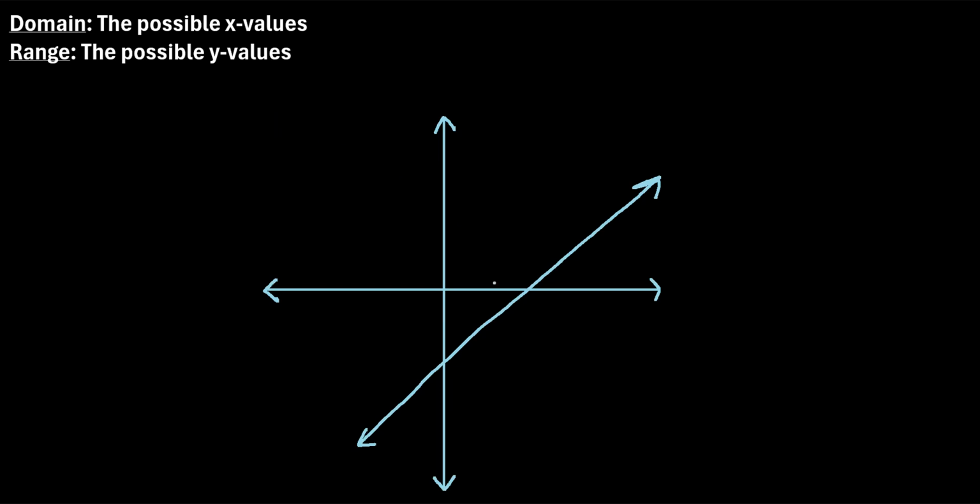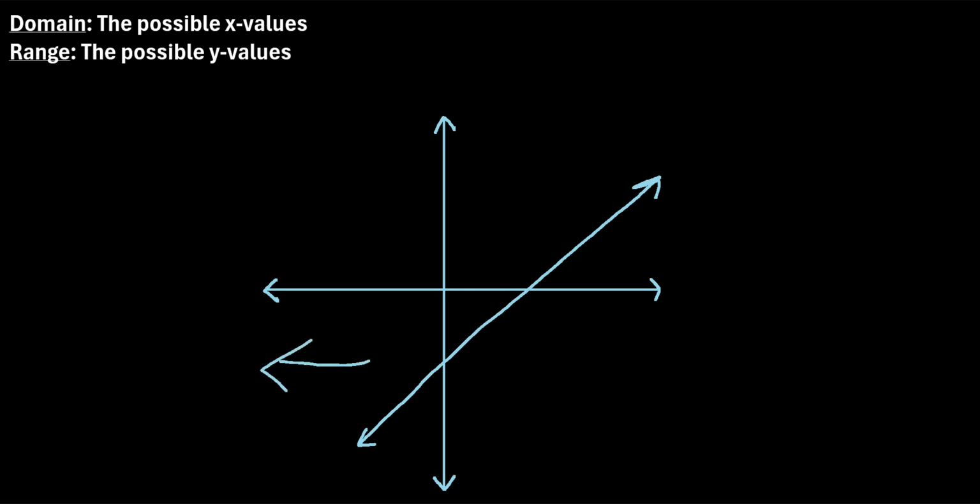Let's check out this first graph. Let's say we have this line right here, and we want to know what's the domain and what's the range of this graph. So the domain, we said that's the x values. When we talk about x values, we're talking about the left and the right direction of the graph. And we're just asking ourselves, is there any restriction on how far left or how far right the graph could go?